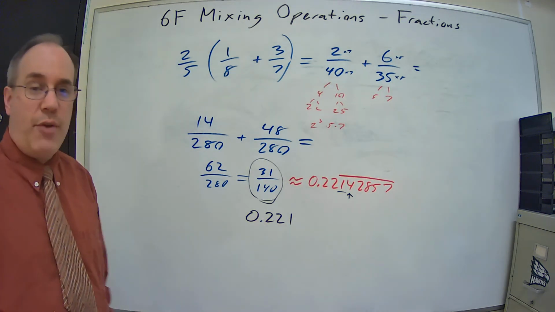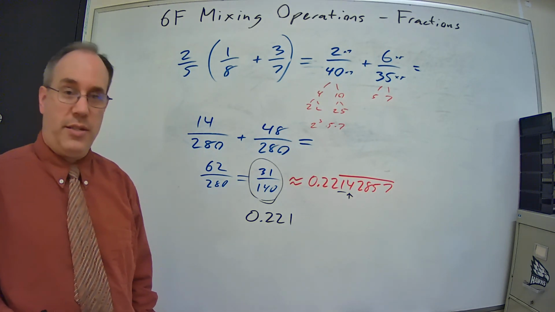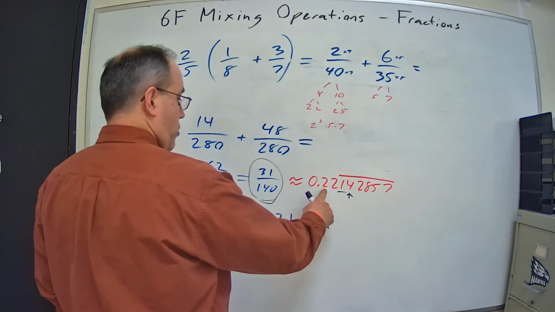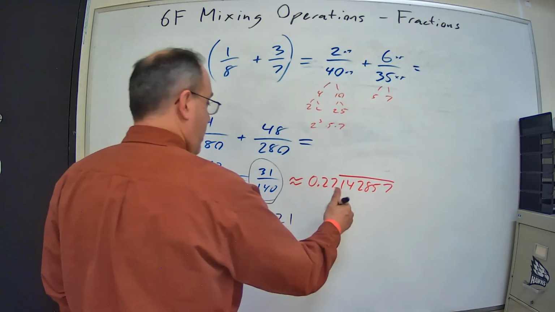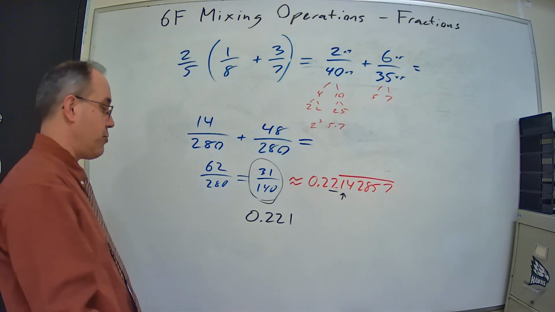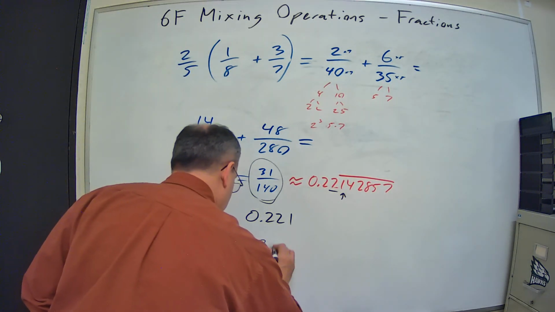Or I could say round to 2 decimal places, which means 1, 2, look at the number to the right of it. So we look at the second decimal place, we look at the number to the right of it, it's a 1 that says to round down, 0.22.